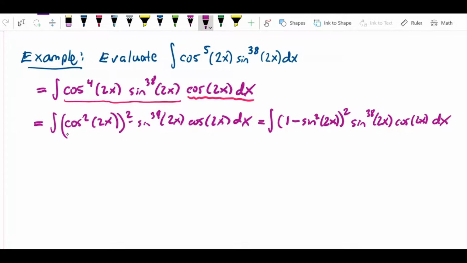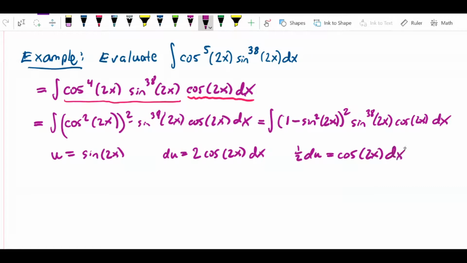Everything that appears on the left side is going to have some sort of counterpart on the right side. You can't omit anything. So let's do the u substitution now. Now that we have everything written in terms of sine, plus we have this cosine 2x dx at the end, we're ready. I'm going to write u equals sine of 2x. So that gives us du equals 2 cosine of 2x dx, and therefore 1 half du is equal to cosine 2x dx.